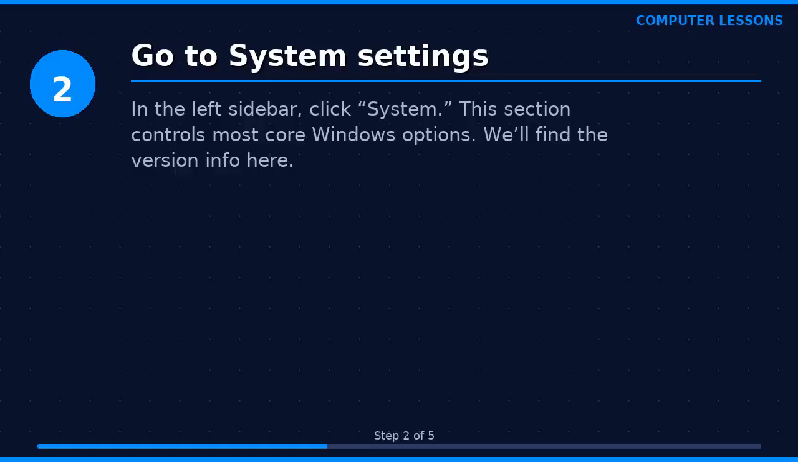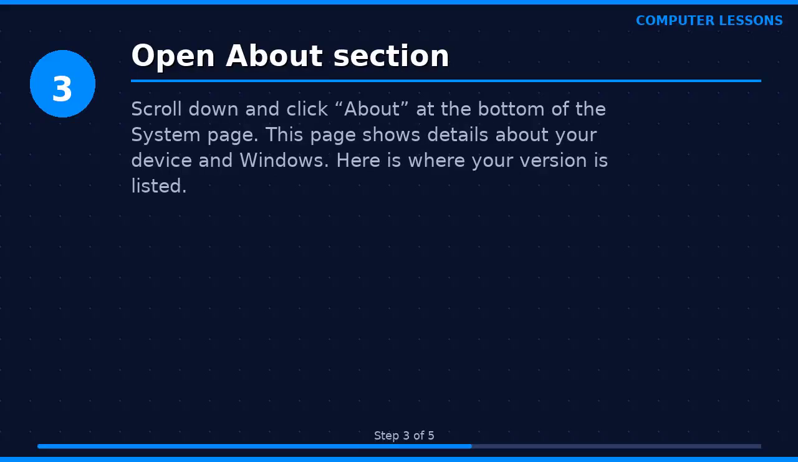So, first move, hit that Start button on your taskbar. You can click the little gear icon if you see it, or just start typing Settings and open it up. Want the no-huddle offense? Press the Windows key and the letter I together, bang, you're in Settings.